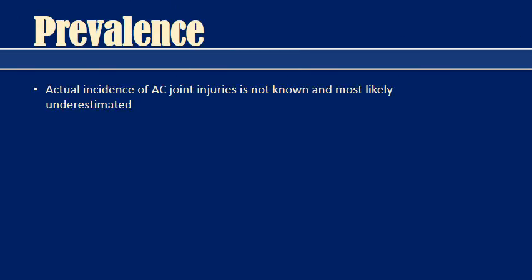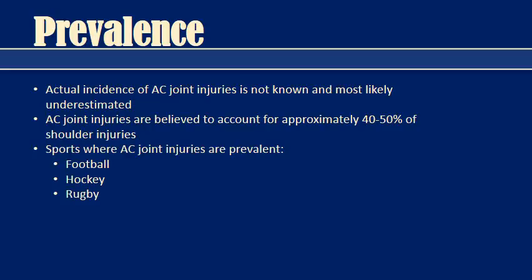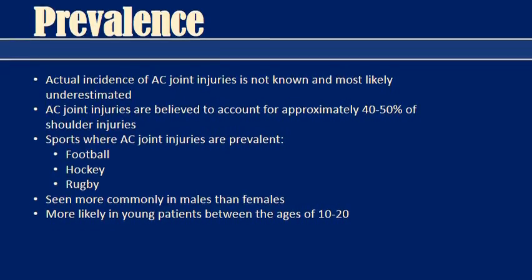The actual incidence of AC joint injuries is not known and most likely is underestimated because many do not seek medical attention for it. Therefore, a good portion go undiagnosed and untreated. However, it is believed that AC joint injuries account for 40 to 50% of shoulder injuries in athletes. Sports conducive to AC joint injuries include football, hockey, and rugby. Additionally, this type of injury is seen more in males than females and is likely to happen in younger patients between the ages of 10 and 20.